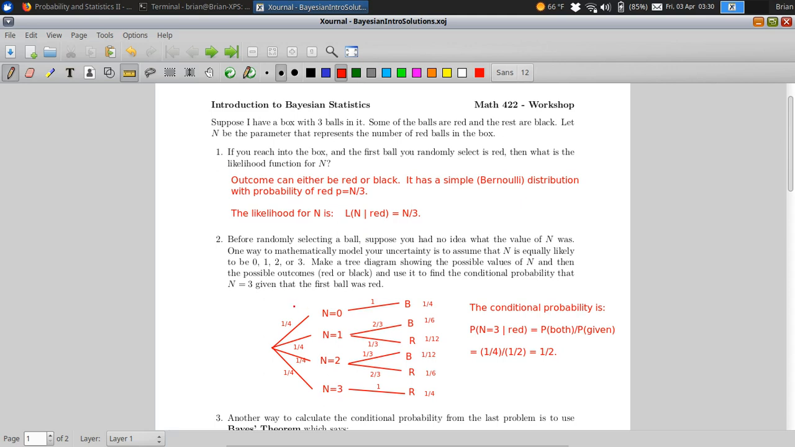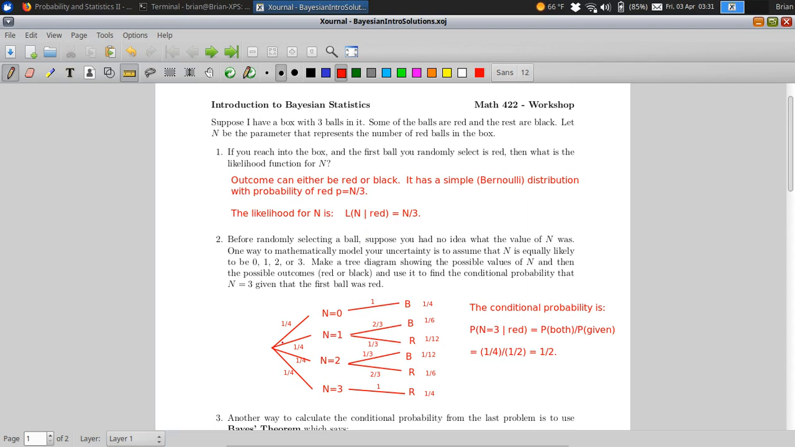So first, in the tree diagram, I made 4 branches, one for each of the possible values of n. And then from those, I branched off either red or black. And of course, if there are 0 red balls in the box, then you're guaranteed to draw a black ball from the box. That's why the letter B is here with a 100% chance of taking this path. On the other hand, if there's 1 red, that means there must be 2 black balls left. So there's a 2/3 chance of getting a black ball or a 1/3 chance of getting a red ball, and so on. If it's all 3 red balls, then you're guaranteed to draw a red ball.